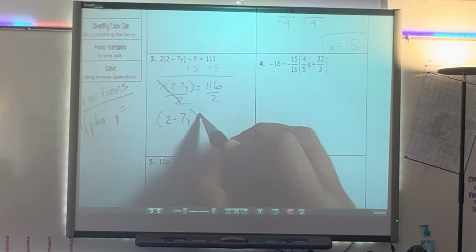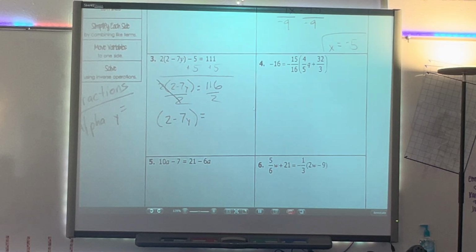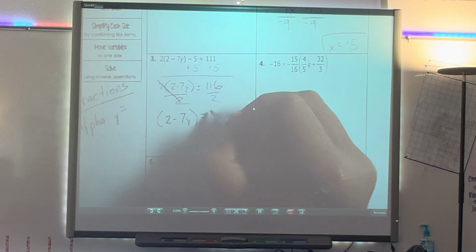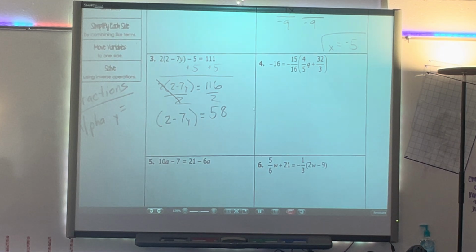Actually, you can drop the parentheses right there if you want to. And that would give you 58. And you can solve that from there. Are y'all okay with that on that problem?